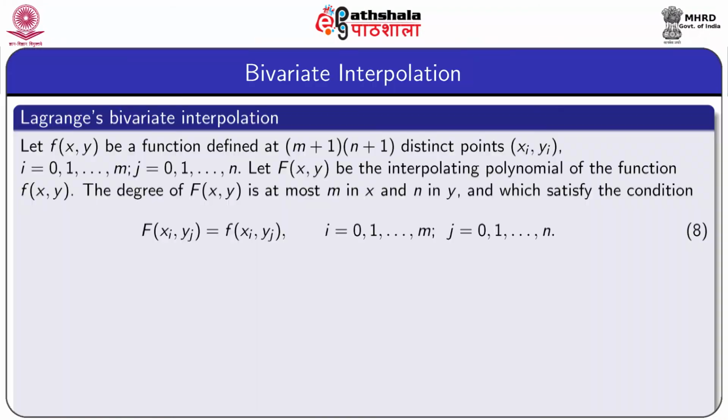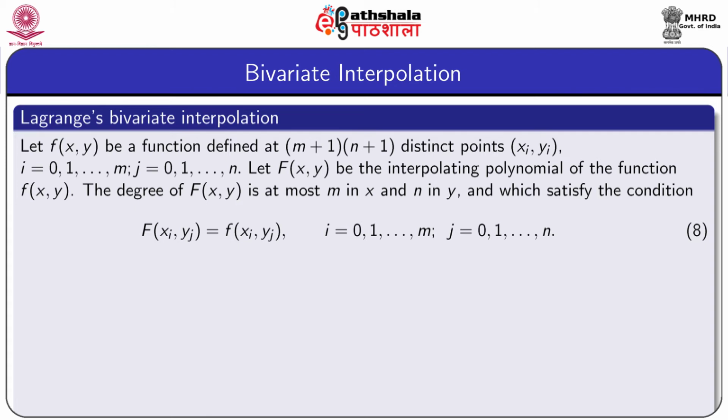Now, we shall discuss another bivariate interpolation method. One is called the Lagrange bivariate interpolation method and other is called Newton bivariate interpolation method. The Lagrange bivariate interpolation method is a straightforward extension of Lagrange univariate interpolation method, but the Newton bivariate interpolation method is somewhat different. It is not exactly the extension of the Newton single valued interpolation formula. Now, we discuss Lagrange bivariate interpolation method.